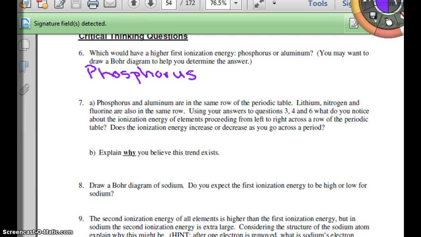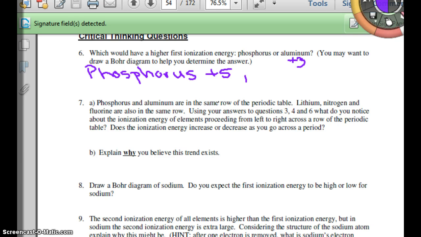And that is because it has a higher attraction. It's got an attraction of +5 to its outer electrons, whereas aluminum only has a +3. So phosphorus would be the one that has a higher ionization energy. Phosphorus and aluminum are in the same row of the periodic table, so hopefully you're looking at that.